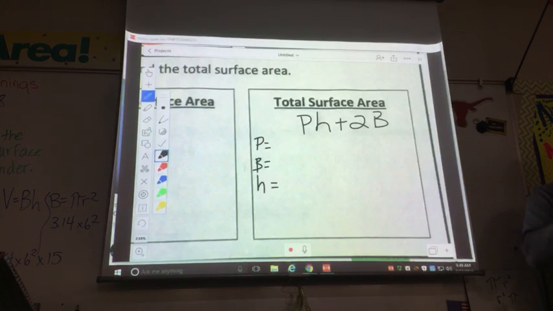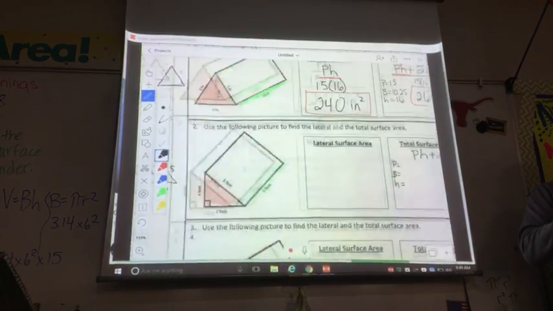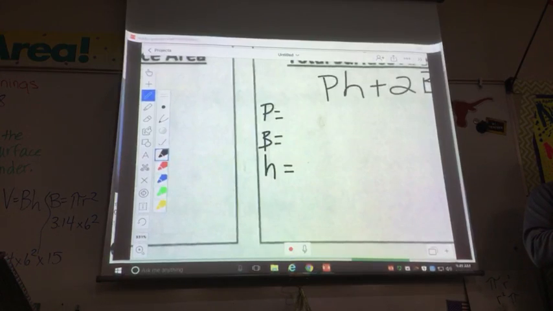So we're going to need the perimeter of the base, the area of the base, and then the height. We already know the height, right? What's the height? 9. Is that what? Yeah, 9. You're right. So we can go ahead and put that part in.